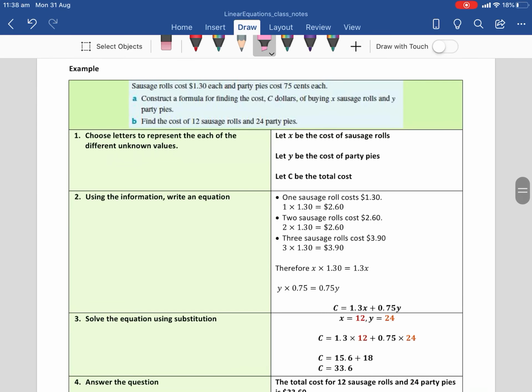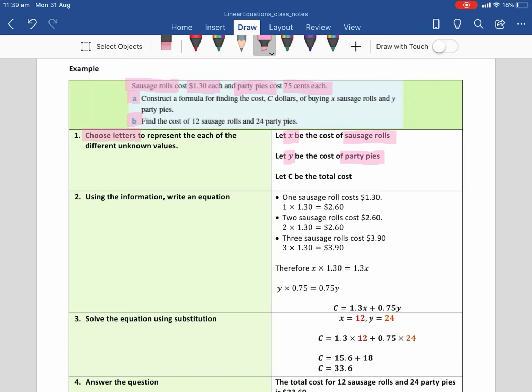So here's an example. We've got some sausage rolls that cost $1.30 each, and party pies that cost 75 cents each. Firstly, we need to construct a formula, and then we can use the equation we find by substituting in these values. So for the first one, we've got to choose letters to represent the unknowns. For this example, they've used X for sausage rolls and Y for party pies. I probably would have chosen S for sausage rolls and P for party pies, but that's up to you.